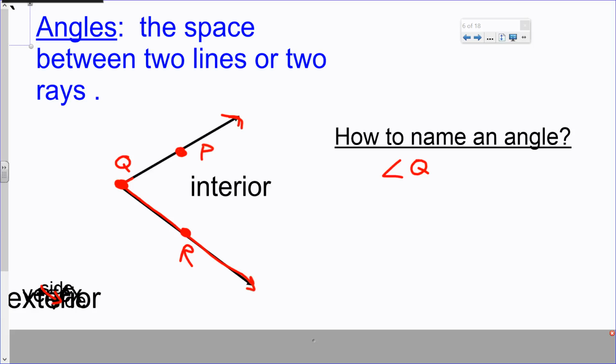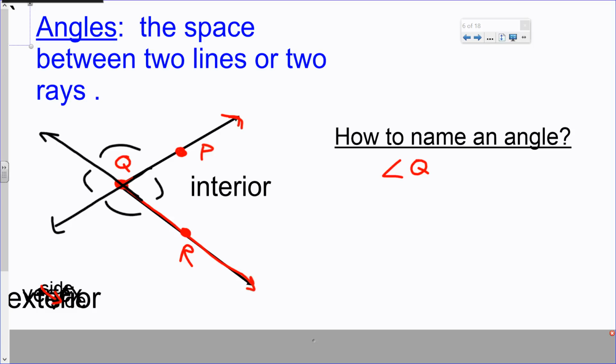Or, watch this. If I were to extend this ray going right here, and extend this ray going this way, now if I said to you, hey class, can you see angle Q? How many angles do you see now? There's 4, huh? Look at it. Check it out. There's this angle, there's this angle, there's this angle, and there's this angle. If I said, hey class, look at angle Q, you should be asking, well, what's angle Q, Mr. Munguia? Angle Q can be this angle, this angle, this angle, or this angle.